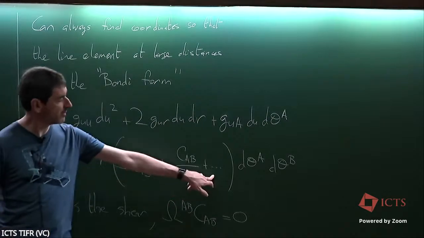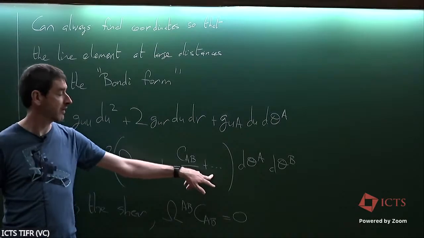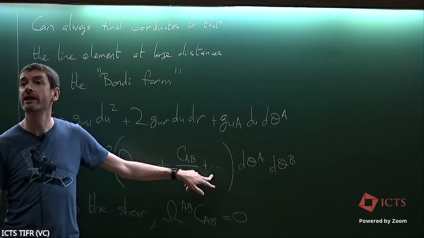There could be other terms here. So these dot, dot, dots are other terms that are falling off as higher powers of distance, 1 over r squared, etc., which we're not really going to care about.